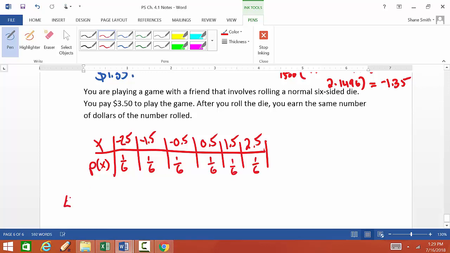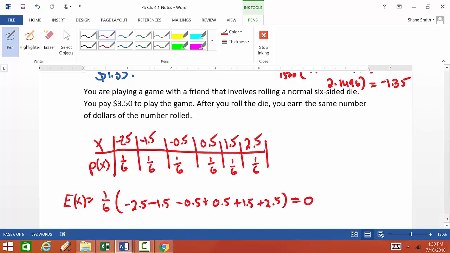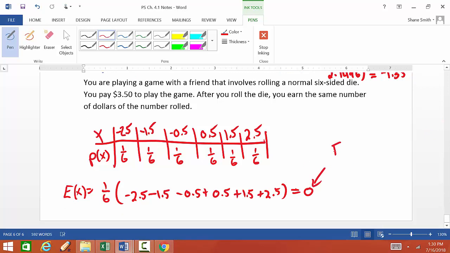So what is my expected value? Well, you could probably guess what it is just by looking at it, but I'll write it out anyway. All of these are going to have a 1/6. So in the parentheses, we just have a negative 2.5 minus a 1.5 minus a 0.5 plus a 0.5 plus a 1.5 plus a 2.5. And after you write it all out, I think you can clearly see that this is just 0. So 1/6 times 0 is 0. And this actually has a special name. This is what we call a fair game. So a fair game has an expected value of 0.